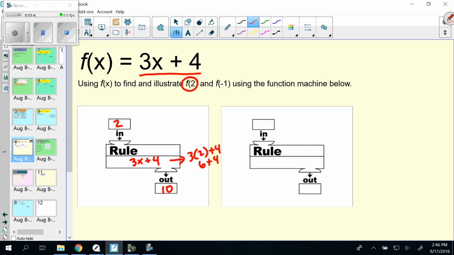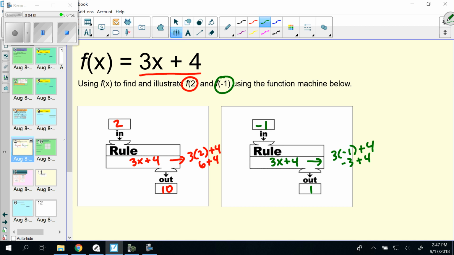Similarly, if you would find f of negative 1, that's putting negative 1 into the same rule of 3x plus 4, and what we're going to get is 3 times negative 1 plus 4, or multiplying, we get negative 3 plus 4, which is positive 1. So if you put negative 1 in, you get 1 out.